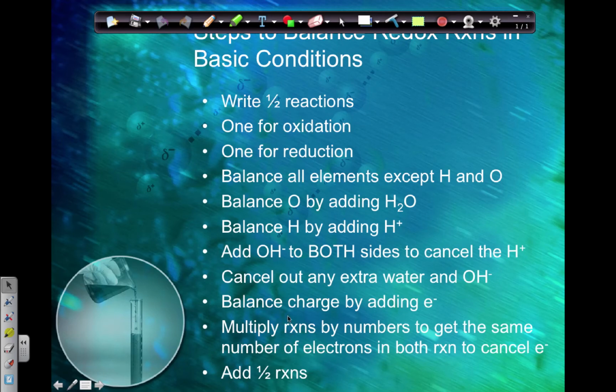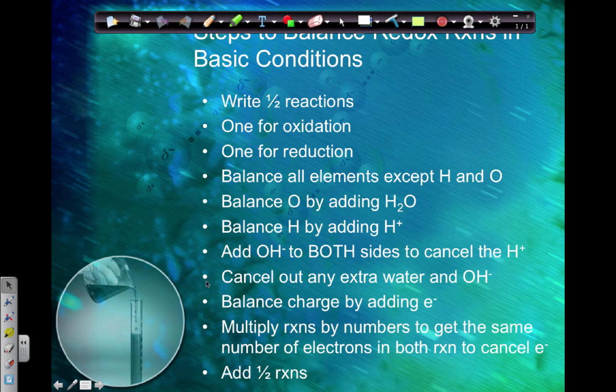All right, so when you have a redox reaction, it can be in acidic conditions or it can be in basic conditions. And like I said, this will be indicated somehow. So all the steps are the same except there's 2 additional steps if it's in a basic condition. So if it's in a base, what you're going to do is add hydroxide to both sides to cancel out the H pluses.